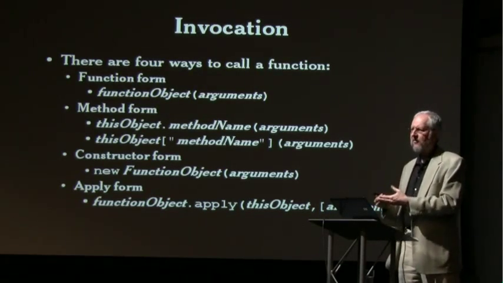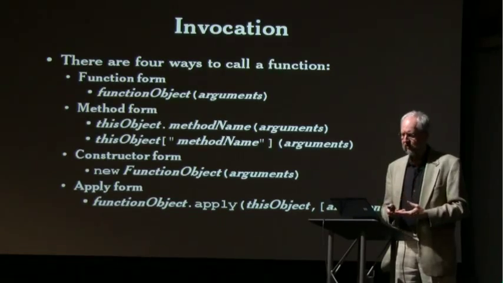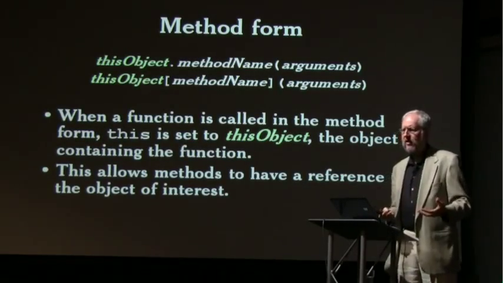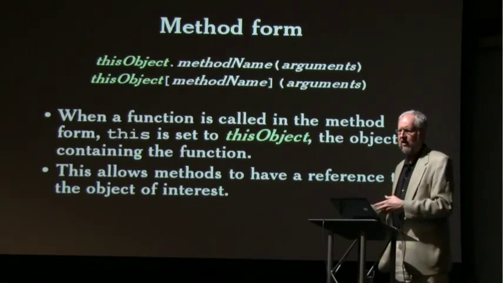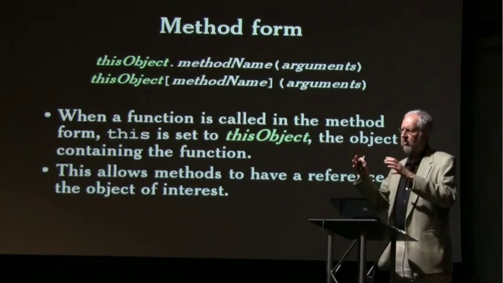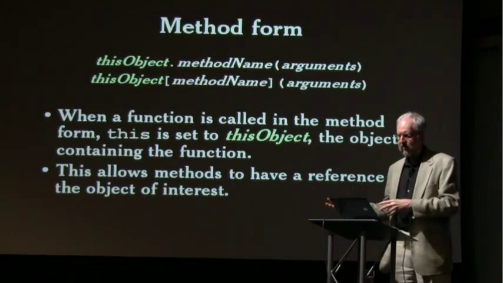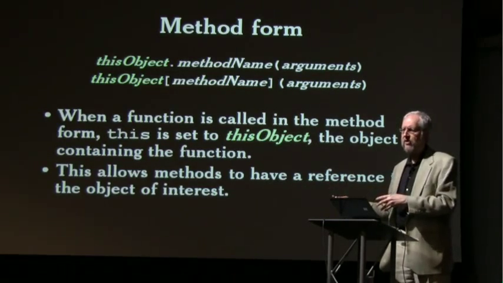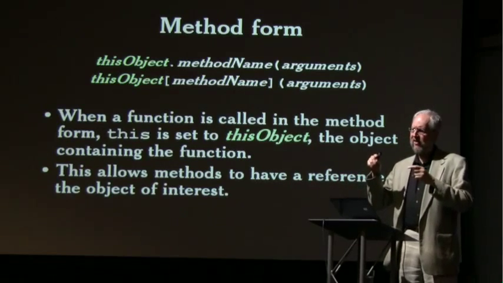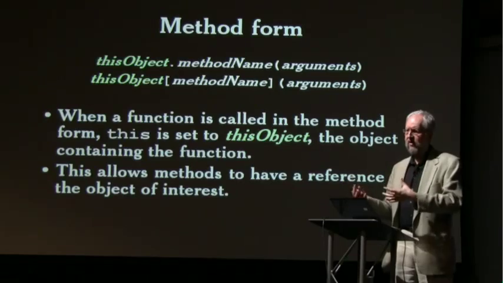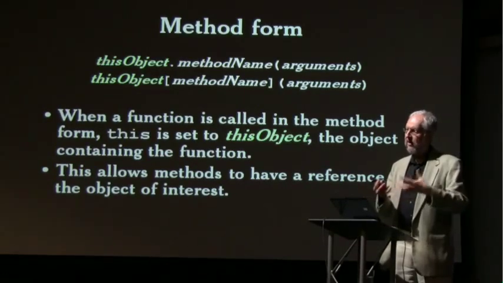And they differ in what they do with this. So in the method form, we have an object, and then we say dot function name or subscript, some method name, and then pass some arguments. That will call the function, and it will associate this with whatever that object was. And that will allow the function then to manipulate this.